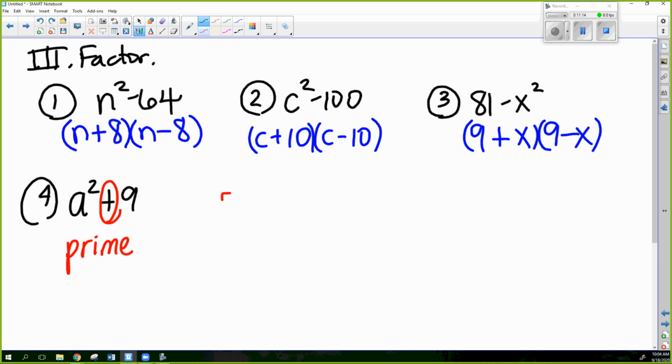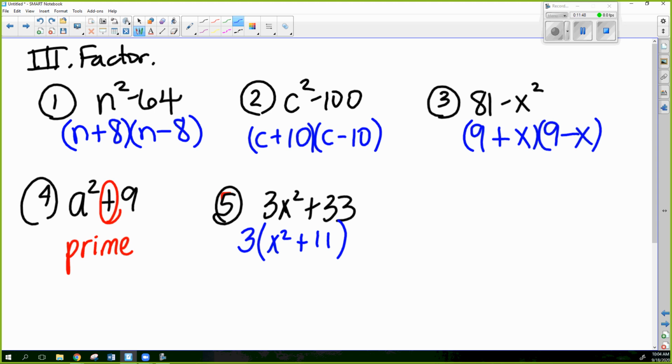So let me give you a similar one, make sure you can. All right, what if I said that? First of all, does plus automatically make it prime? No, it does not. You still have to look for a GCF first. Do these two numbers have something in common? Yes. 3 goes into both of them. What's left? Very good.